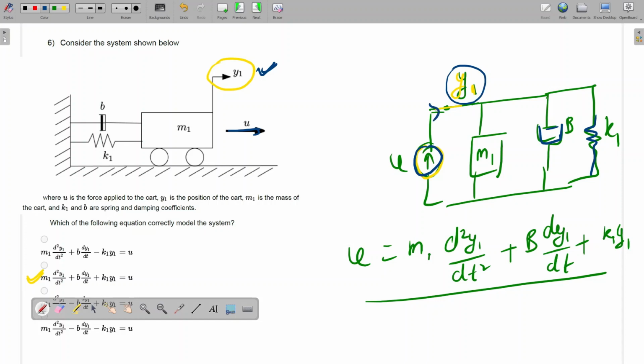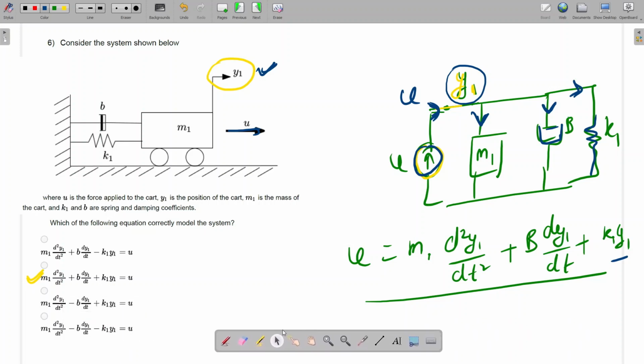So if we apply KVL here, what will the U value be? In this, the current will be M1 d square Y1 by dt square, plus in this the current will be B dY1 by dt, plus in this the current will be K1 into Y1. So this current should be equal to the summation of all these three currents. Is it clear to all now? See, first we convert into the electric equivalent circuit, then plus-minus errors will not happen. Is it clear now? Okay, so I'm moving to the next question.